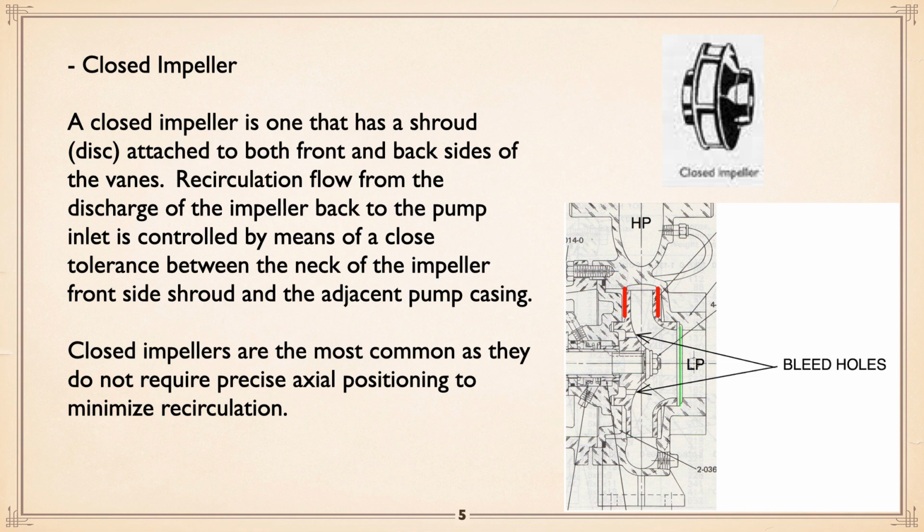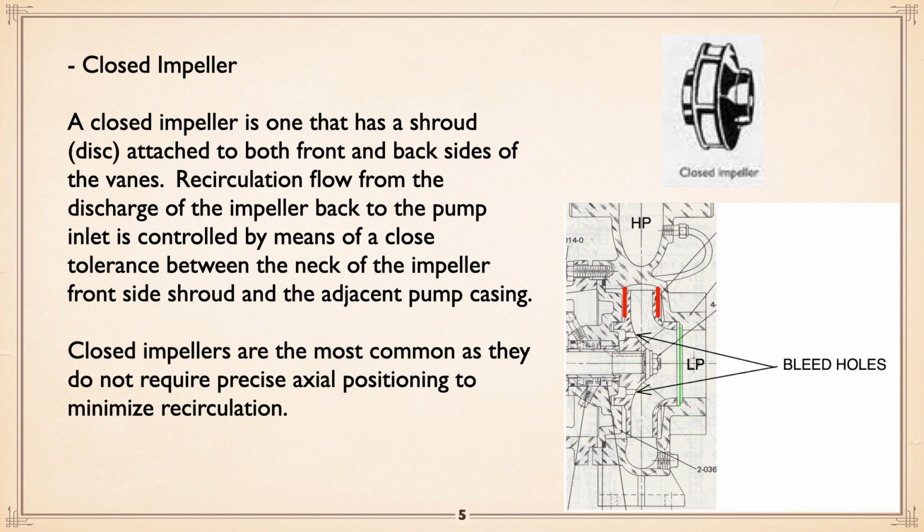Now, different ways of doing an impeller. We're talking an end suction single stage pump here. The classic is a closed impeller. There's a shroud on the front of the vanes and a shroud on the back of the vanes. And recirculation from the high pressure discharge back to the inlet is minimized, controlled by a set of wear rings, which means a tight radial clearance, almost like bearings on a car, except the clearance is fairly tight, and that causes a major restriction to flow coming back.